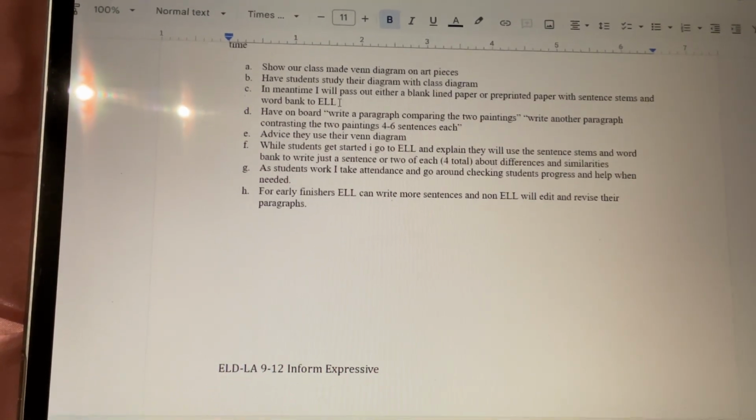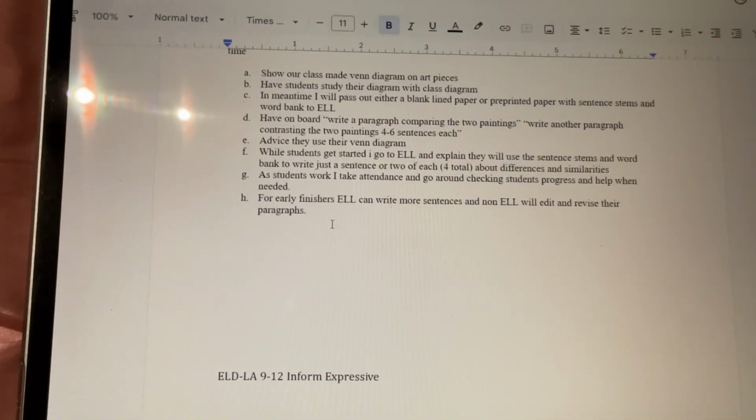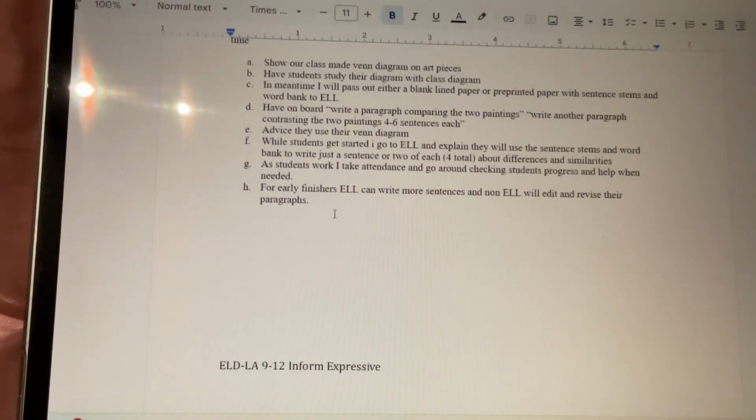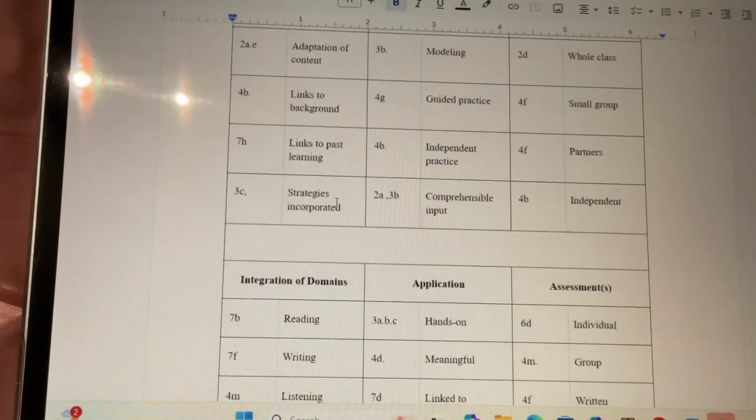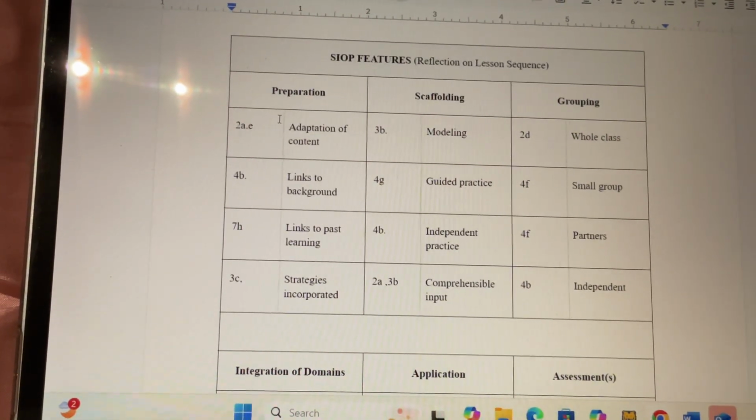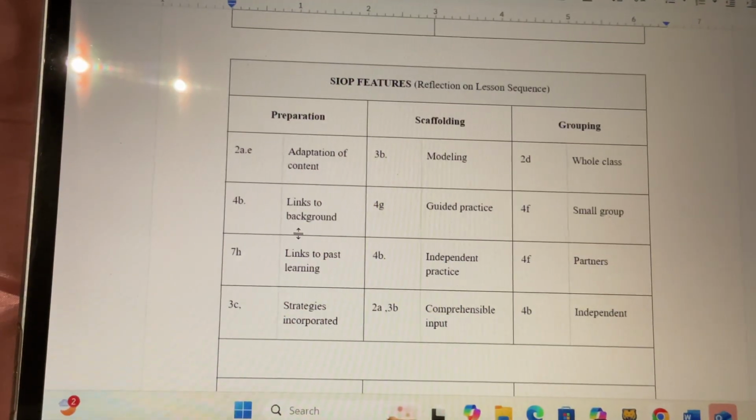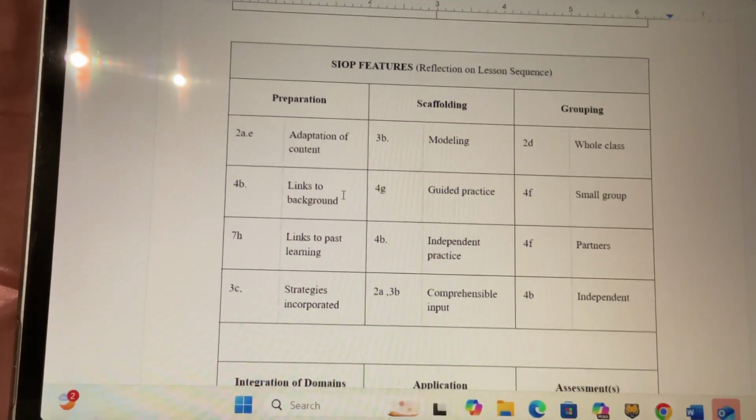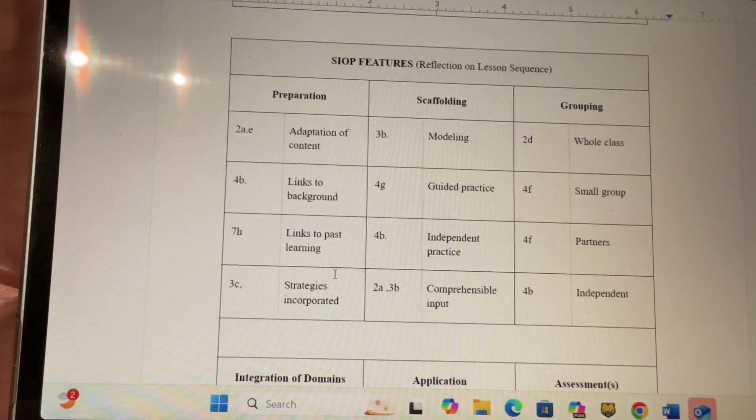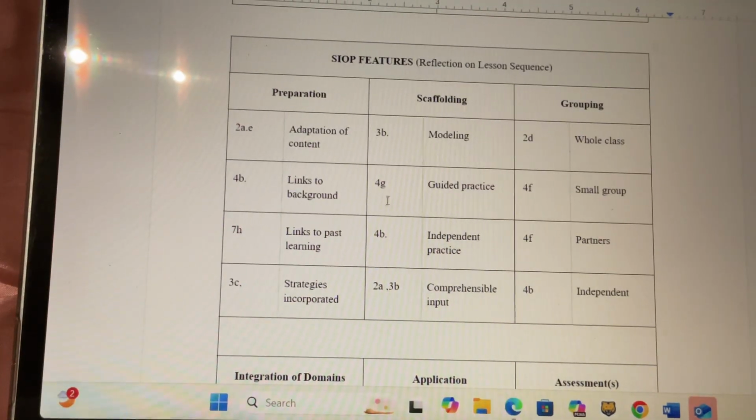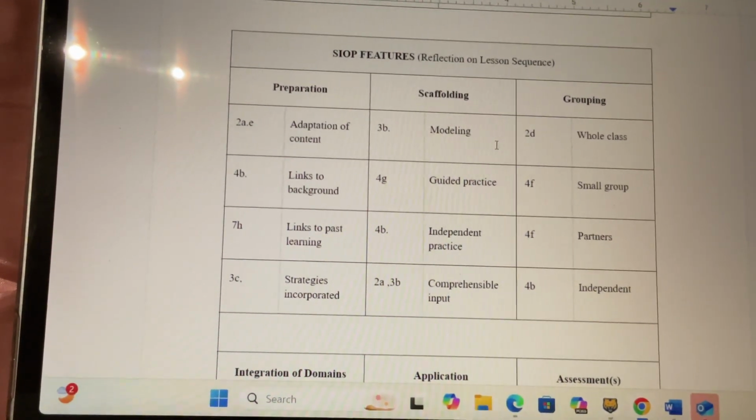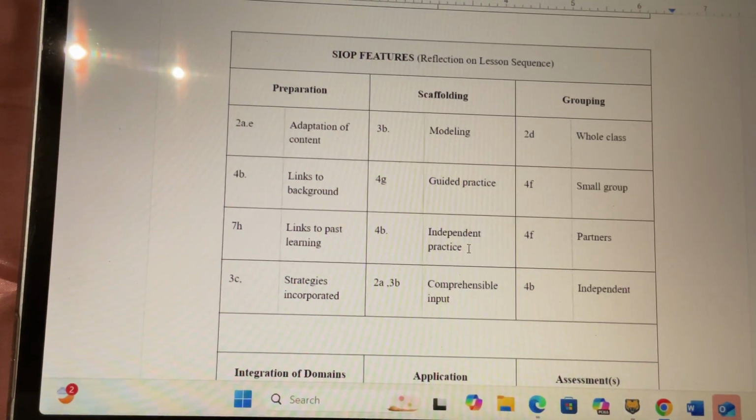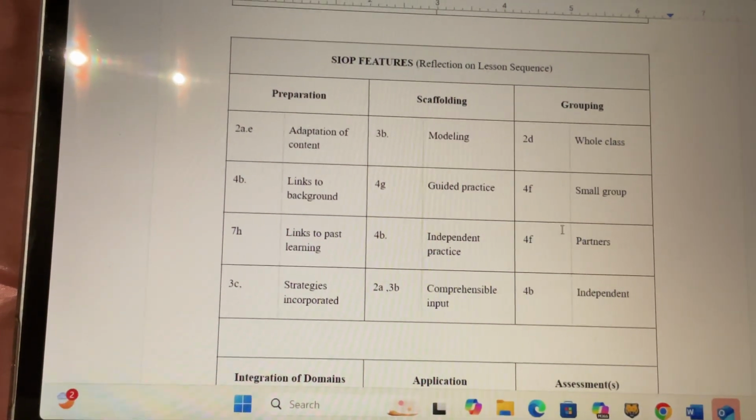And if they finish early, ELLs can write more sentences, and non-ELLs can edit and revise their paragraphs. And so for that, going up here, I would adapt all that content, of course, with links to the background, by connecting to things they are interested in, like the rival schools. Strategies are incorporated, like visual things, links to past learning, editing and revising, modeling. We modeled the Venn diagrams together. We did it together. They practiced alone twice, and it was all comprehensible input.